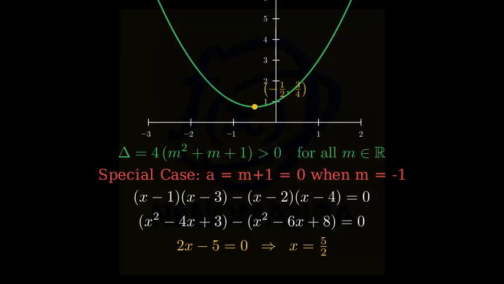There is one subtle special case. When m = −1, the coefficient becomes 0. In that case, the equation is not quadratic. It simplifies to a linear equation 2x − 5 = 0, whose single real solution is x = 5/2. Therefore, for all m not equal to −1, there are two distinct real roots, and at m = −1, there is one real root from the linear equation.